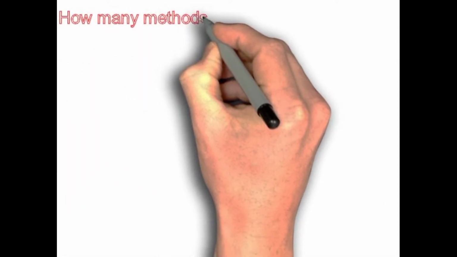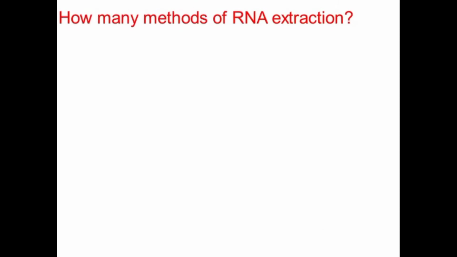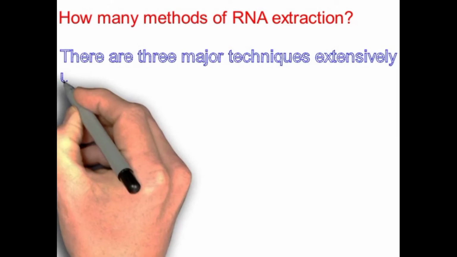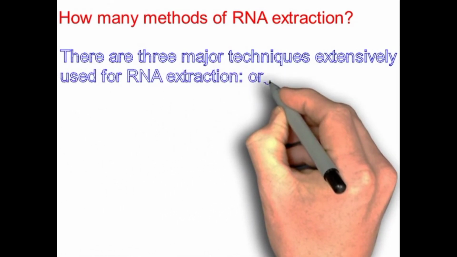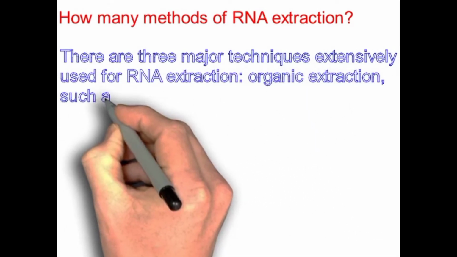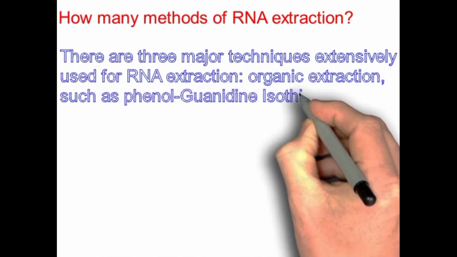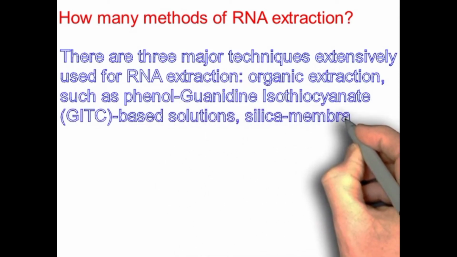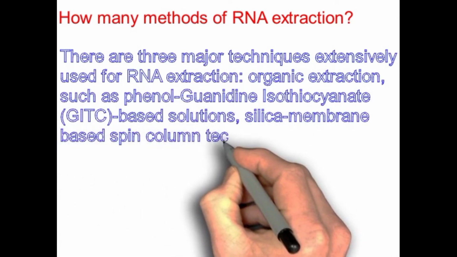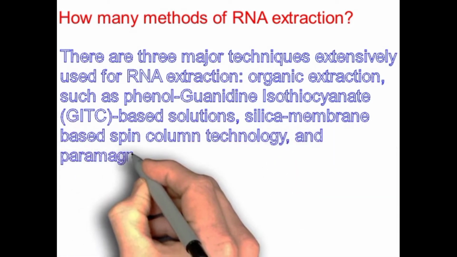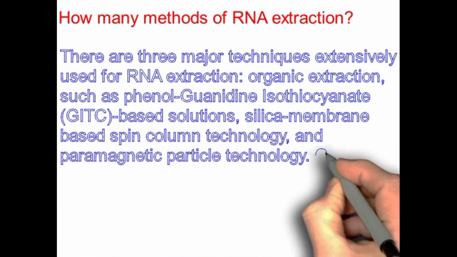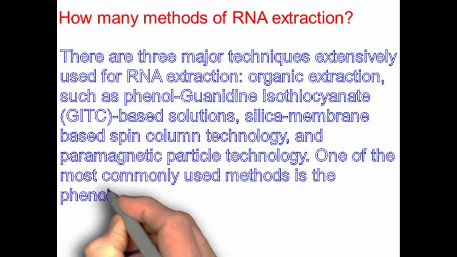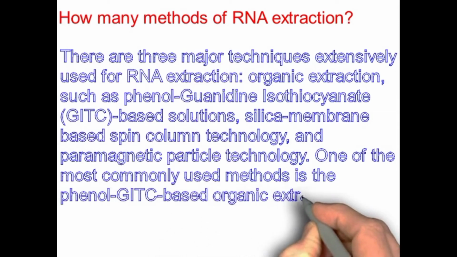How many methods of RNA extraction? There are three major techniques extensively used for RNA extraction. Organic extraction, such as phenol guanidine isothiocyanate based solutions, silica membrane based spin column technology, and paramagnetic particle technology. One of the most commonly used methods is the phenol guanidinium isothiocyanate based organic extraction.